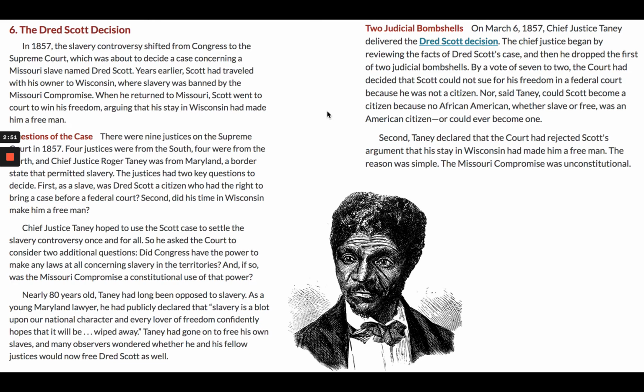All right. Chief Justice Taney hoped to use the Scott case to settle the slavery controversy once and for all. So he asked the court to consider 2 additional questions. Did Congress have the power to make any laws at all concerning slavery in the territories? And if so, was the Missouri Compromise a constitutional use of that power? Nearly 80 years old, Taney had long been opposed to slavery, so he was against it. As a young Maryland lawyer, he had publicly declared that slavery is a blot upon our national character, and every lover of freedom confidently hopes that it will be wiped away. Right? So powerful quote there.